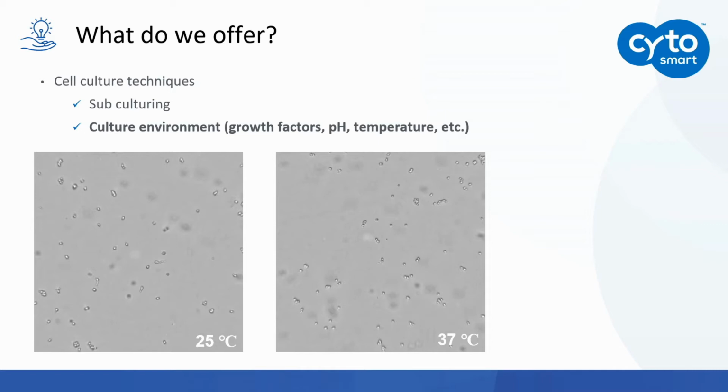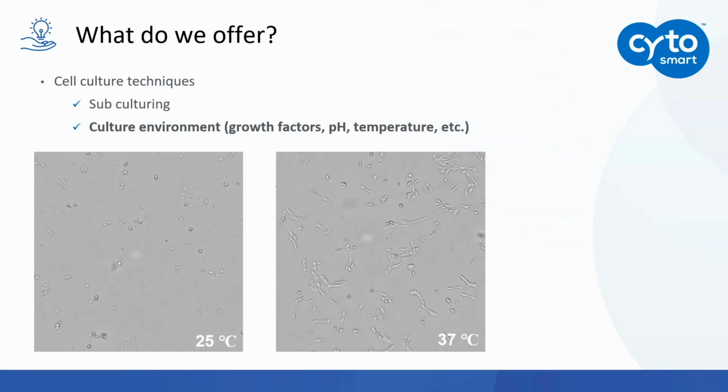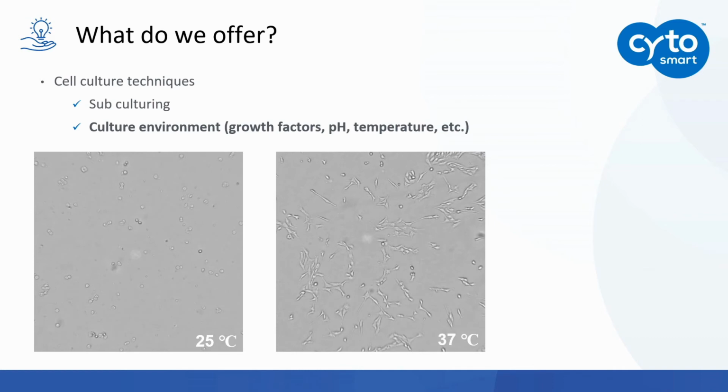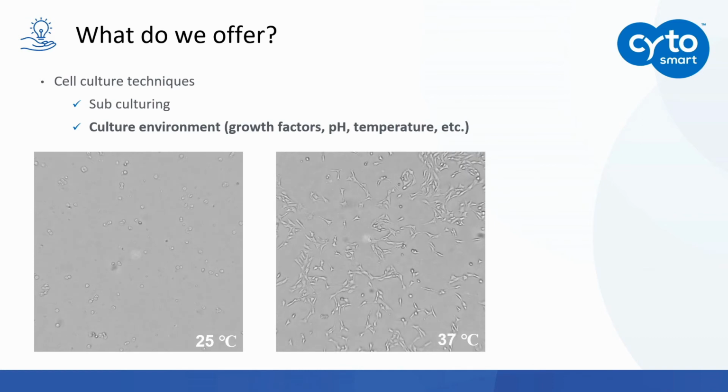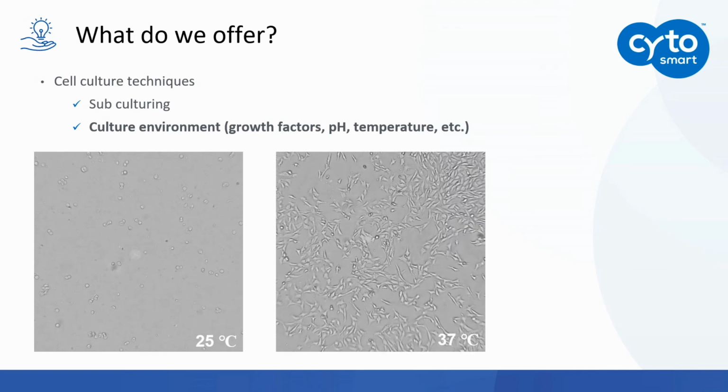So for example, they can seed cells at 25 degrees, but also at 37 degrees, and look into the difference in the growth pattern of both cultures. Now what you can see here is that these cells grow much better at 37 degrees than at 25 degrees. So when you want to perform experiments, this is really a crucial thing to investigate.